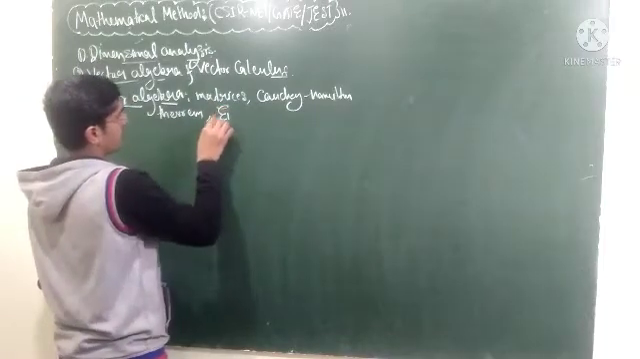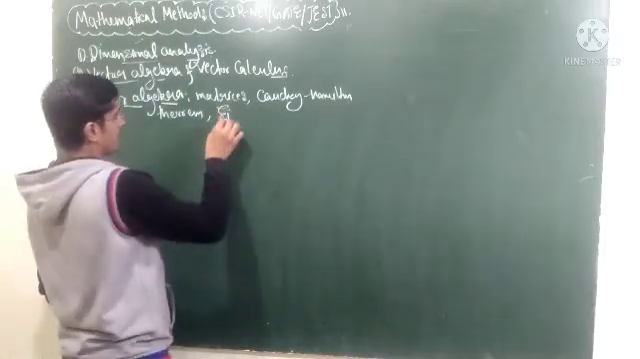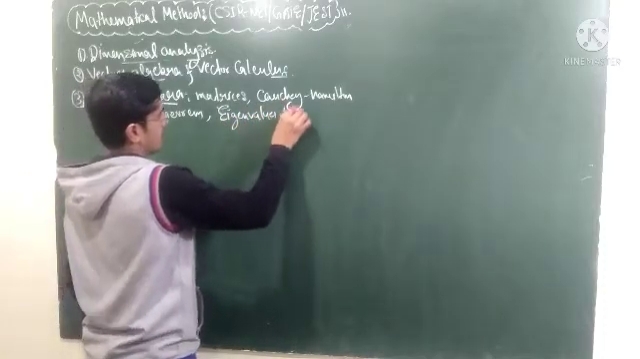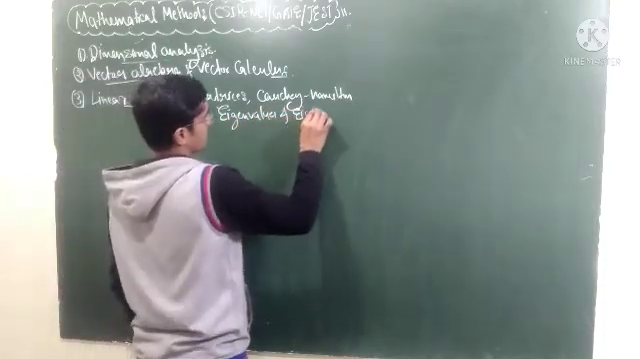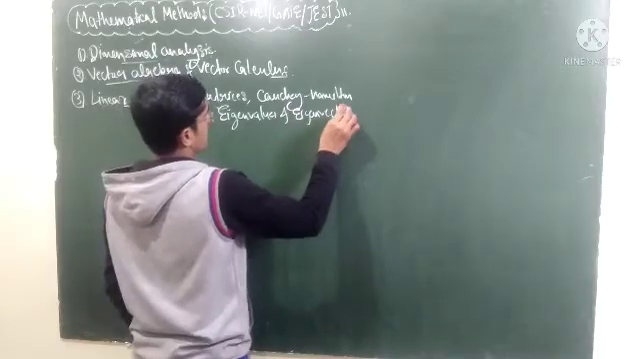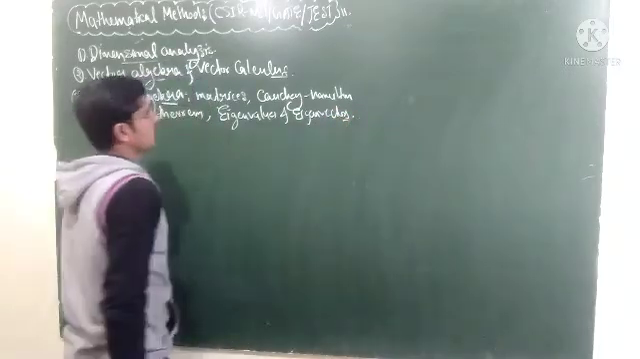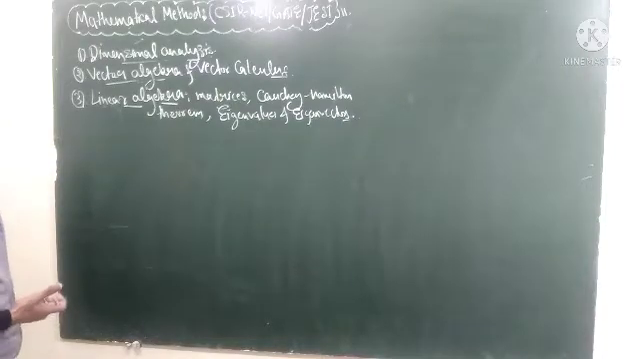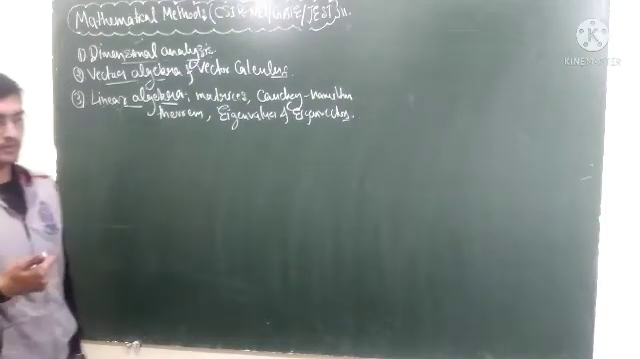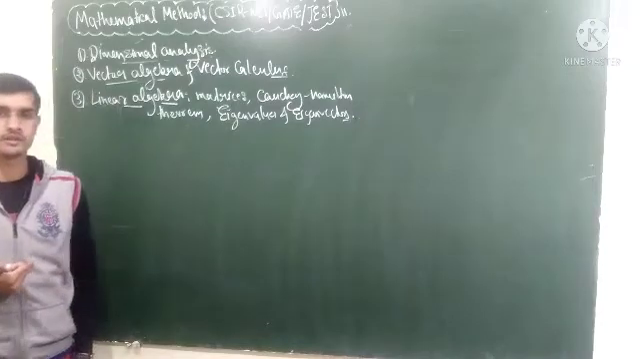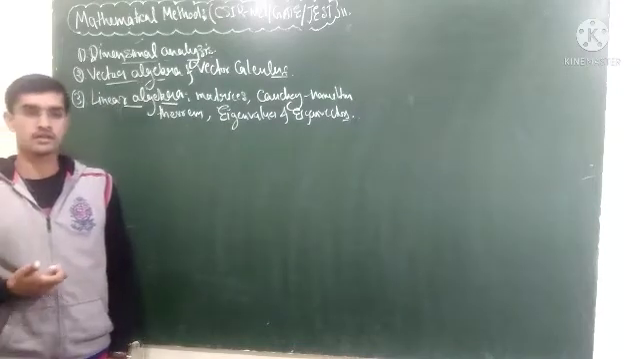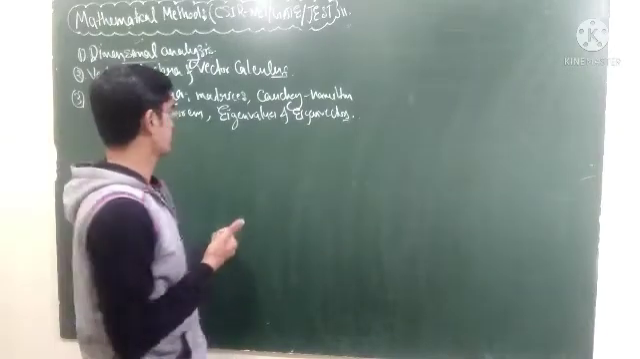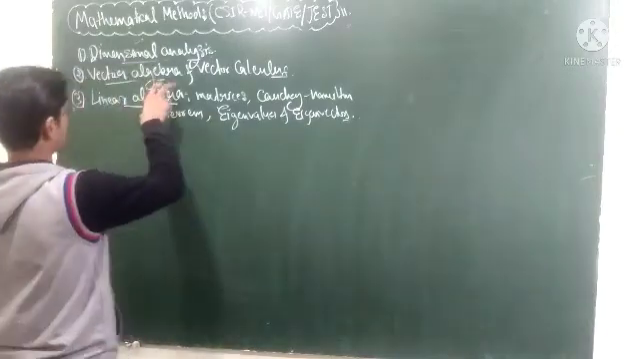Eigenvalues and eigenvectors. How do we calculate eigenvalues and eigenvectors of matrices? We will see how we diagonalize matrices. We will see different kinds of matrices like unit matrix, identity matrix, null matrix, upper triangular matrix, lower triangular matrix. Those kinds of analysis we will do in this particular topic.